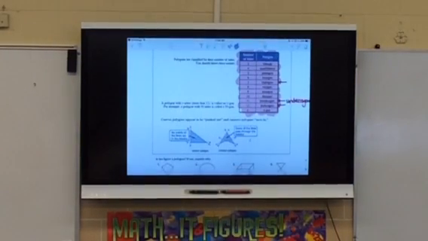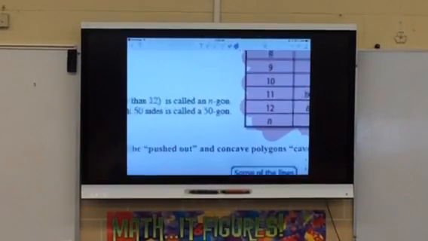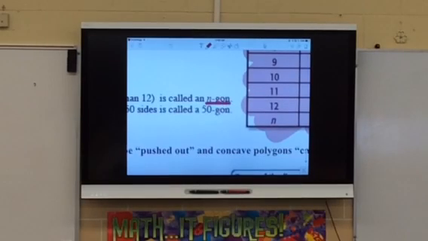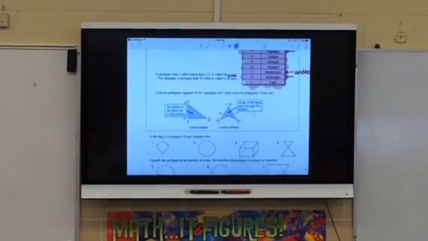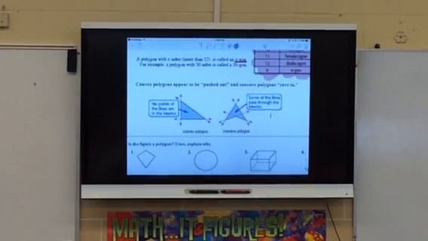That's vocab. If there's more than 12 sides, we call it an n-gon. So if it's 13 sides, you call it a 13-gon. And if it has 25 sides, you call it a 25-gon. All right, so that's the generic common notation. We have talked about convex and concave already. So it's going to ask you on these problems to decide if it's a polygon, which we've talked about, and then also to determine convex versus concave.